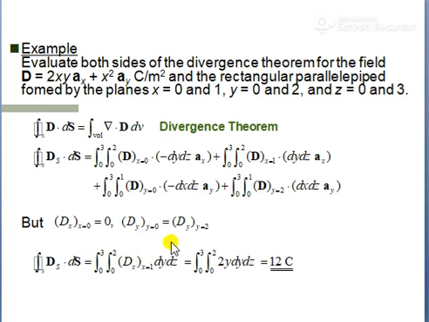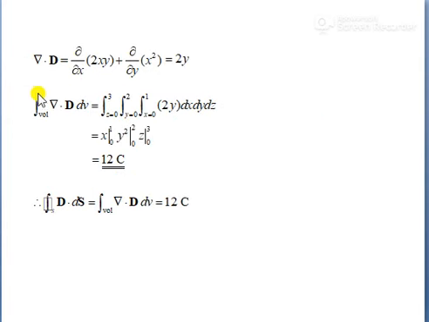So this is the LHS. Now the RHS: we know that del dot D is equal to ∂/∂x of 2xy plus ∂/∂y of x², so that will be 2y. So integration over the whole volume, del dot D dv: all the values you put, 2y dx dy dz, and integrate, with x equal to 0 to 1, y 0 to 2, z 0 to 3. So we put the values and you get the value, that is 12 coulomb. Since both sides are equal, the divergence theorem is satisfied.